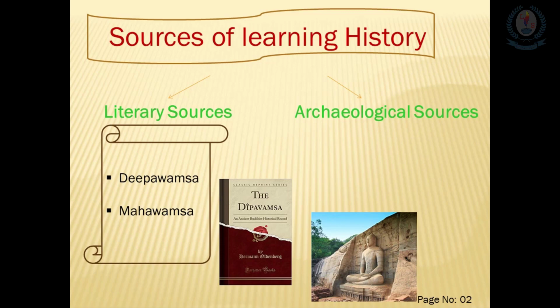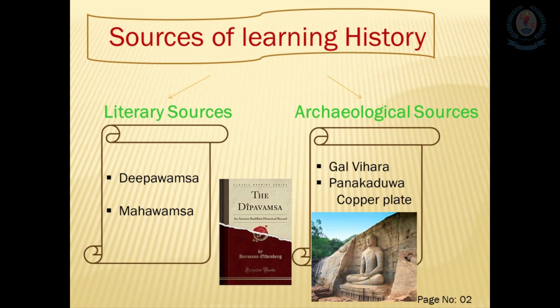Next category is archaeological sources. Examples: Galviharaya, Panakaduwa copper plate. Coins, sculptures, statues, ruins, antiques, they all come under archaeological sources. These archaeological sources can be found by excavating. So, what are the sources of learning history? There are two categories, as literary sources and archaeological sources. What is the oldest literary source in Sri Lanka? Yes, it is Deepavamsa.